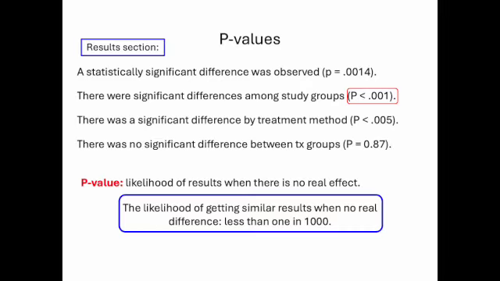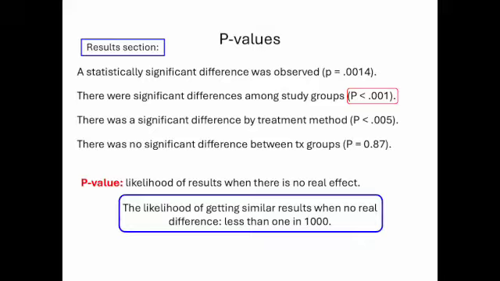You look at that second one, the p less than 0.001. This tells you that there were significant differences among study groups. How likely is it to get a difference like this when there's really no difference if we had the whole population? If we did the experiment 1,000 times, you'd still not expect to see one result like this. Less than 1 in 1,000 times, if you did the study again, would you expect to get results like that when there's no difference.